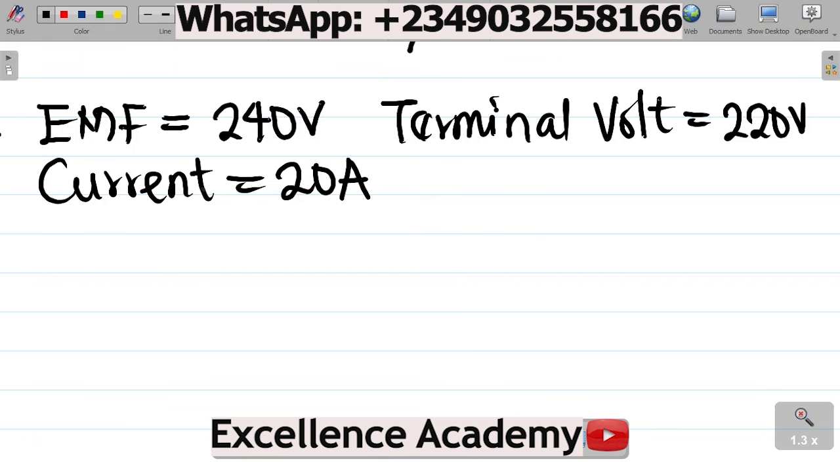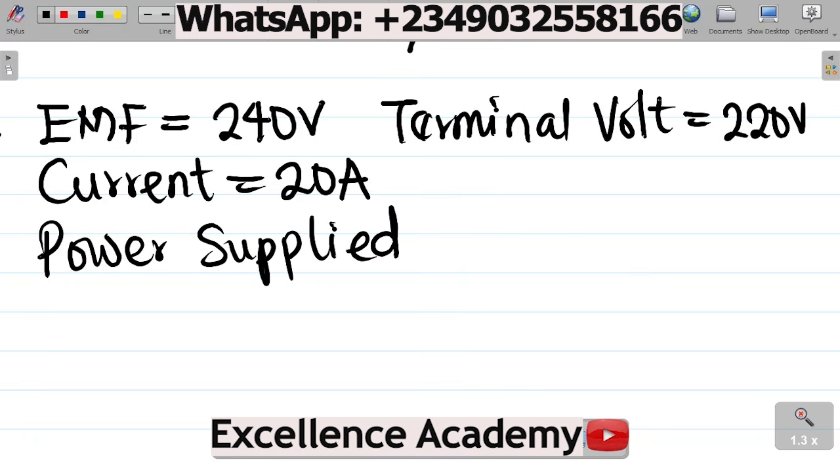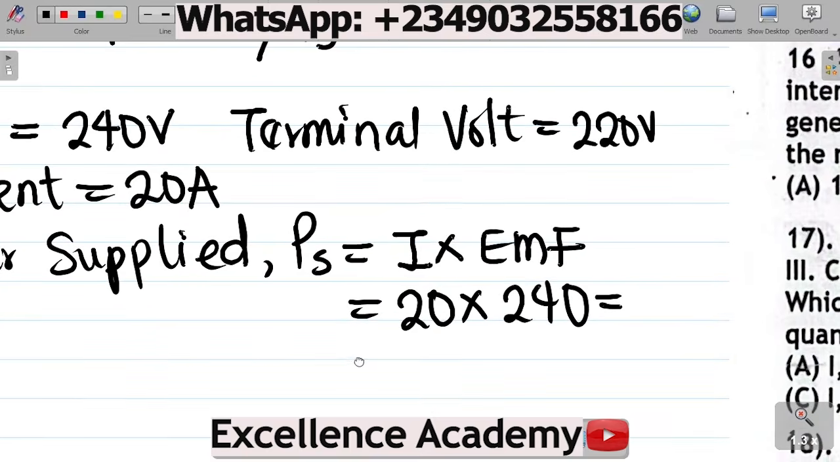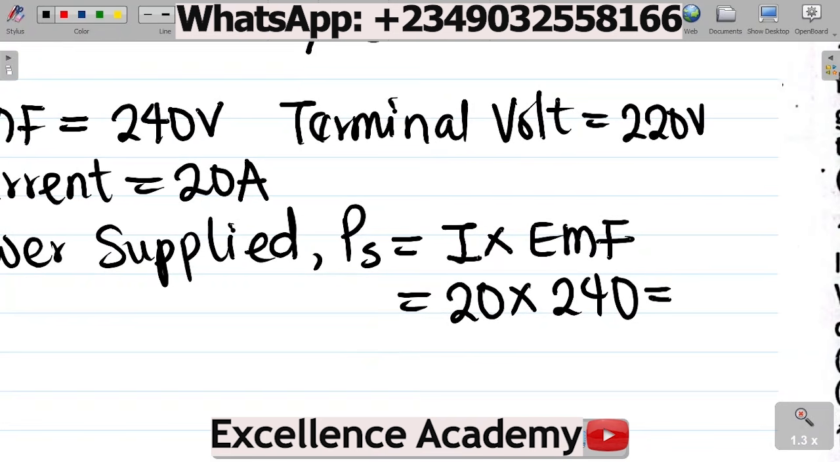Now, the first thing we want to do here is to get the power supply. Let's call this PS. Power supply is equal to the current I times the EMF. So current times EMF, and that's equal to the current, 20, times the EMF, 240. Punching 20 times 240, the value there is 4,800 watts. This is the power supply.